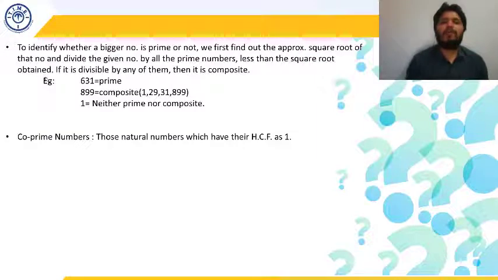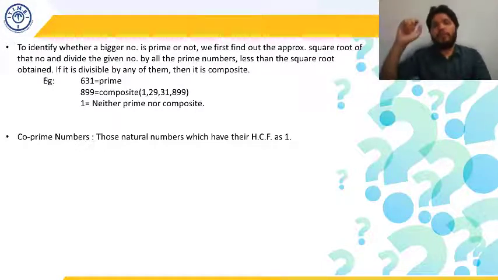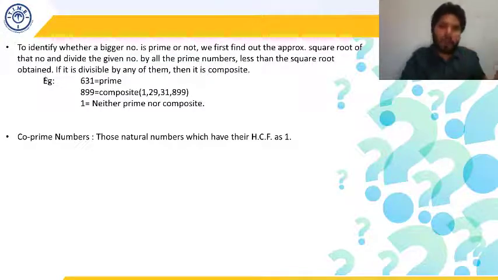Okay, let's move further. What are co-prime numbers? We have discussed prime, we have discussed composite numbers. So now the next term is co-prime. Those pairs of natural numbers which have their HCF as 1 are called co-prime numbers. HCF 1 means highest common factor, the largest number which divides both numbers, should be 1. So there is no common number except 1 which divides both of them. Then those numbers are called co-prime numbers.